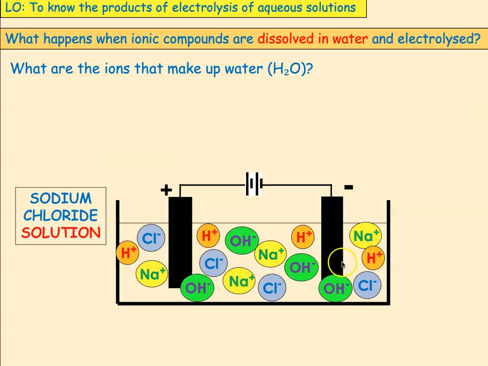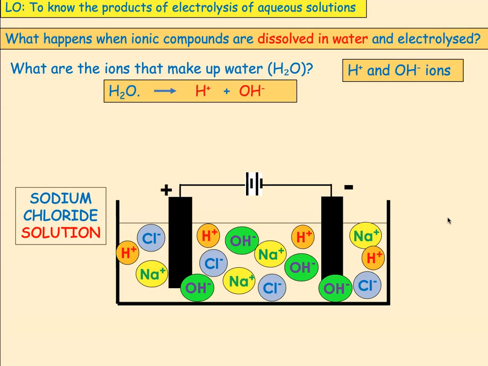Okay, so let's make a start on our recall. What happens when ionic compounds are dissolved in water and electrolyzed? Well, in order to think about that, we need to think about, are there any ions in water? And there are. There are H+ ions, hydrogen ions, and OH- ions, hydroxide ions. And it looks like this. Water breaks down into those two ions, H+ and OH-.